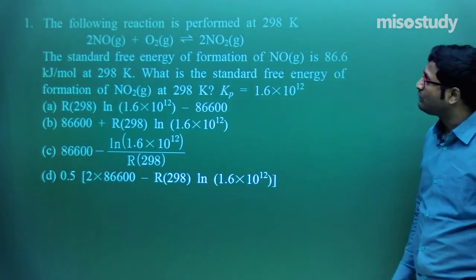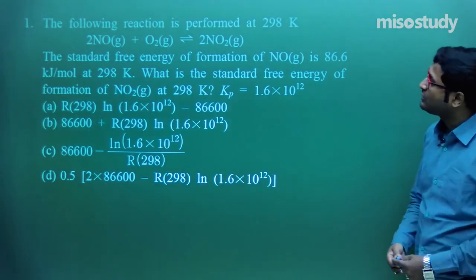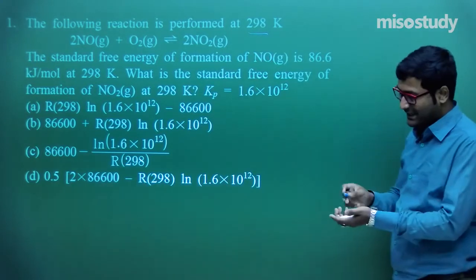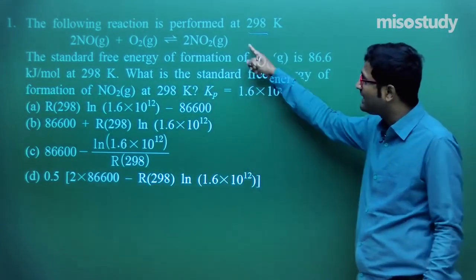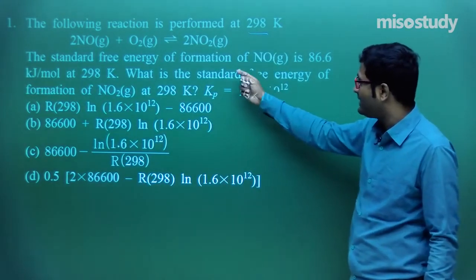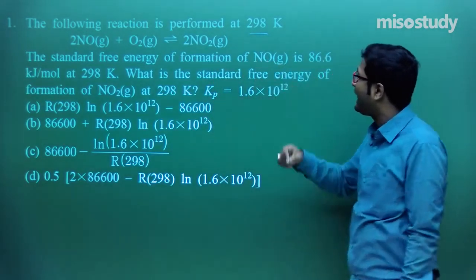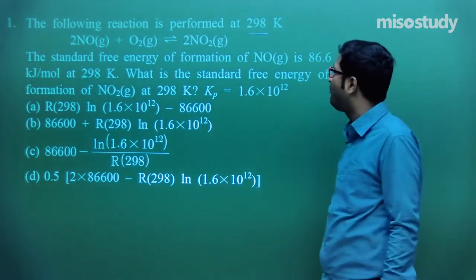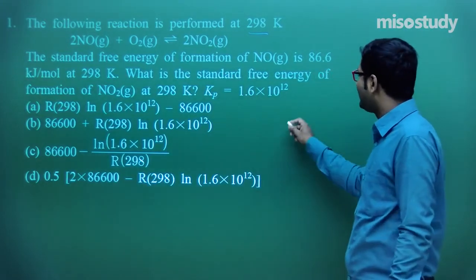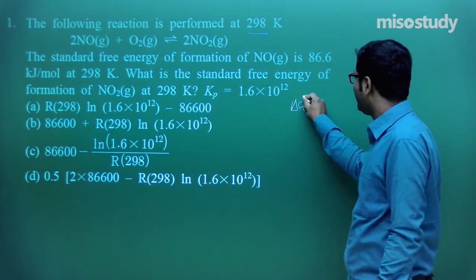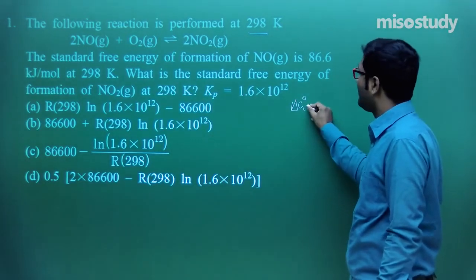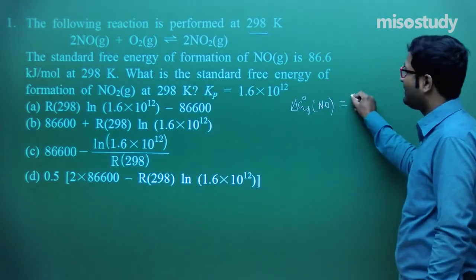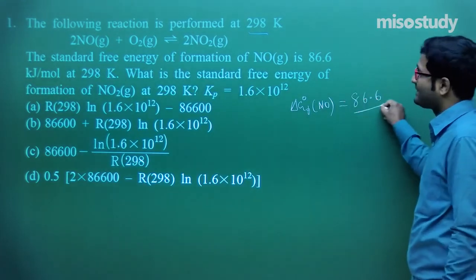Now let's move to question number 1. Look at the question. The following reaction is performed at 298 Kelvin. Clear to you? This is the reaction. The standard free energy of formation of NO is 86.6 kilojoule per mole. What is given here? Look at the standard free energy, delta G free energy of NO, and it is given here as 86.6.